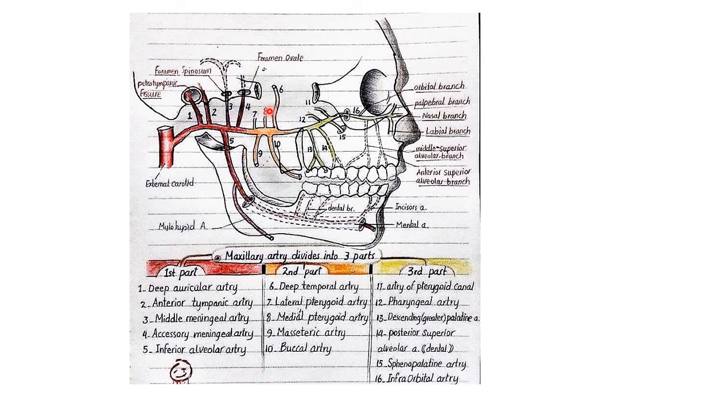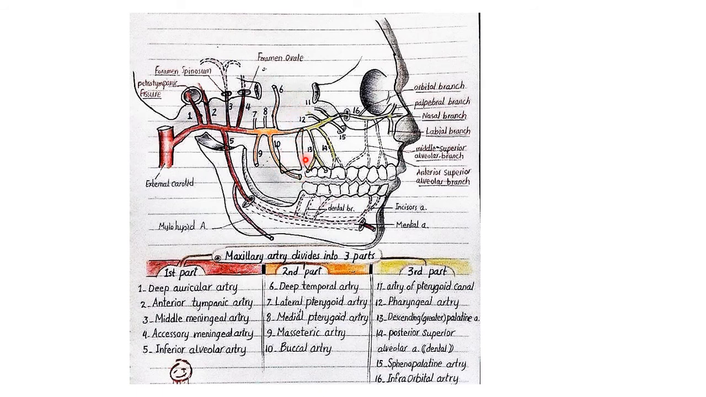Then the second part comes. The second part gives the deep temporal artery, the lateral pterygoid artery and the medial pterygoid artery. After that, it gives the masseteric artery and the buccal artery. Then comes the third part.